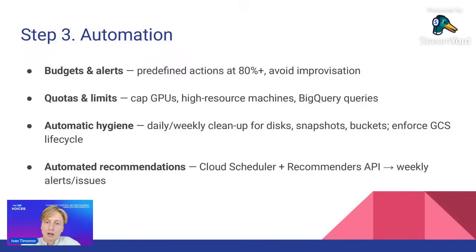Automatic hygiene. Run a lightweight cleanup job daily or weekly to check for unattached disks, forgotten snapshots, or expired buckets with outdated data. This can be a simple script that scans for these patterns and either sends an alert or a ticket. Similarly, Google Cloud Storage lifecycle rules for archiving or deleting temporary artifacts should be enforced automatically.